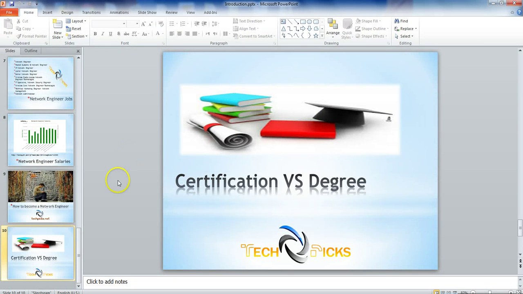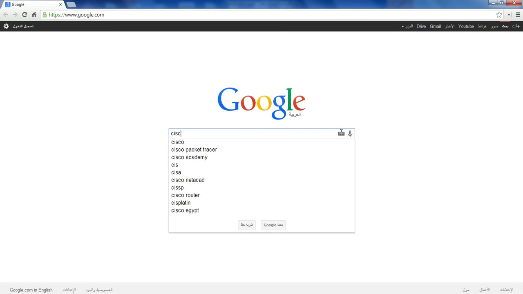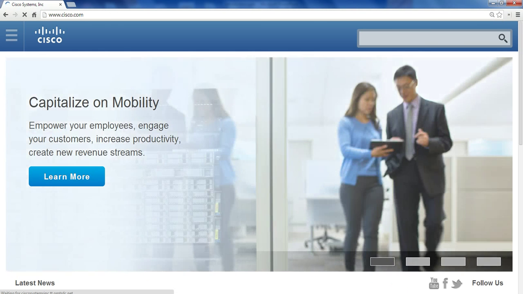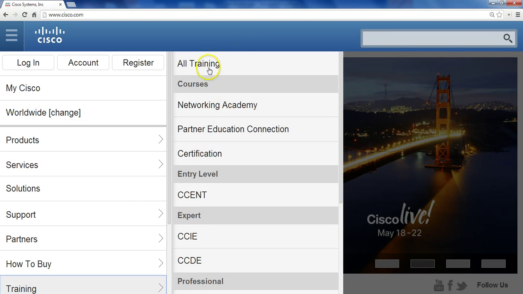So now let's see how Cisco is putting together the way of being certified, and what we need to know and how to start looking at the certification. So today it's my first day, for example, trying to be certified. How can I start that? Let's start off by going to Cisco. Cisco offers very good training for the networks, a lot of training to be certified. So we go to Cisco and the training. Here we go. All training.